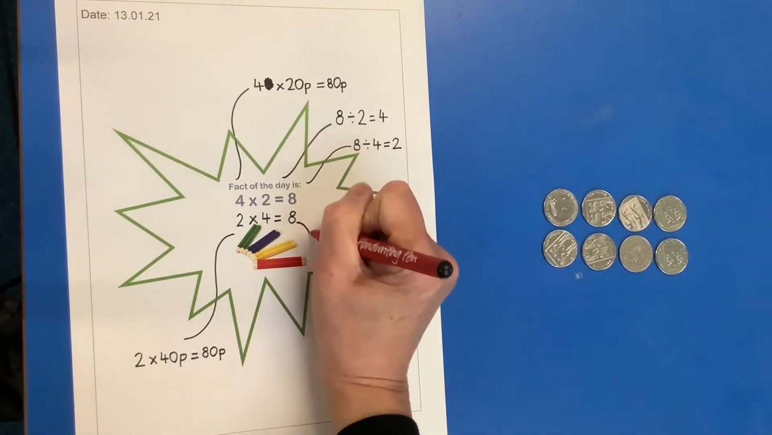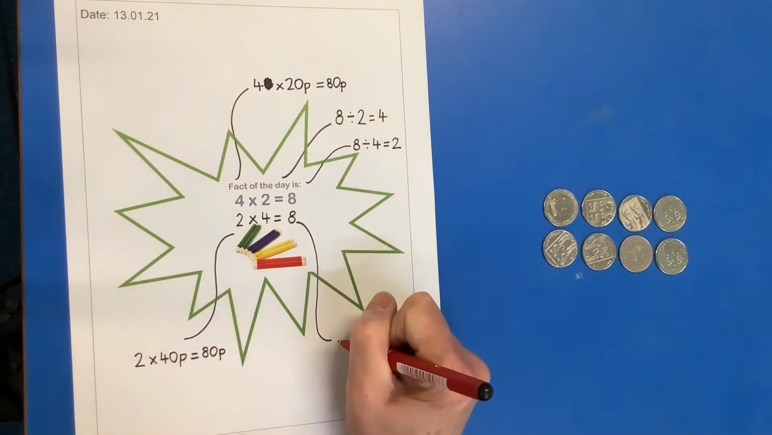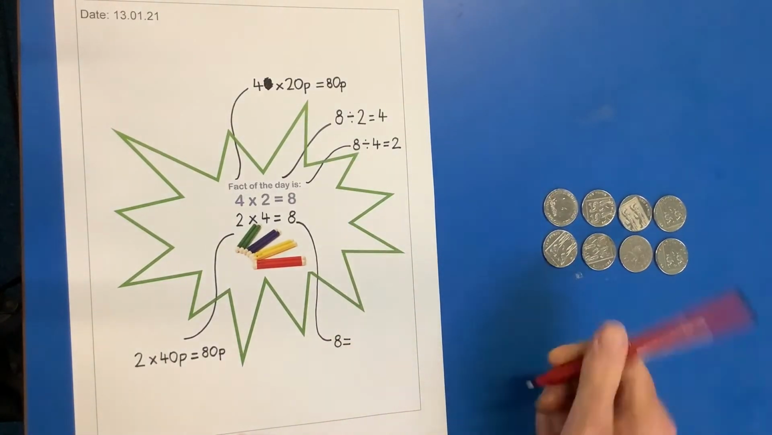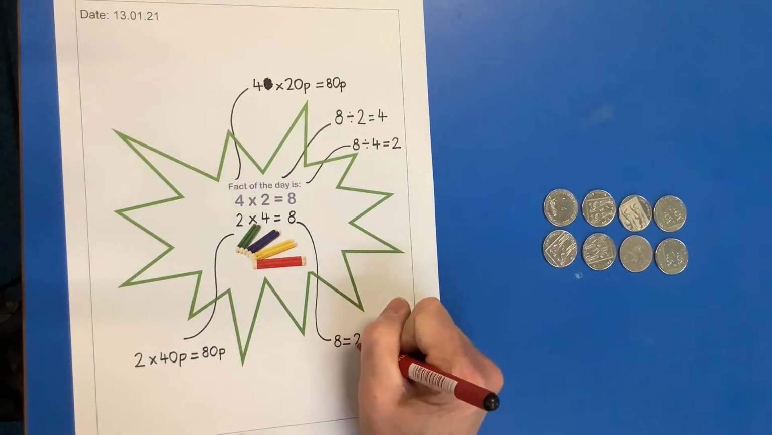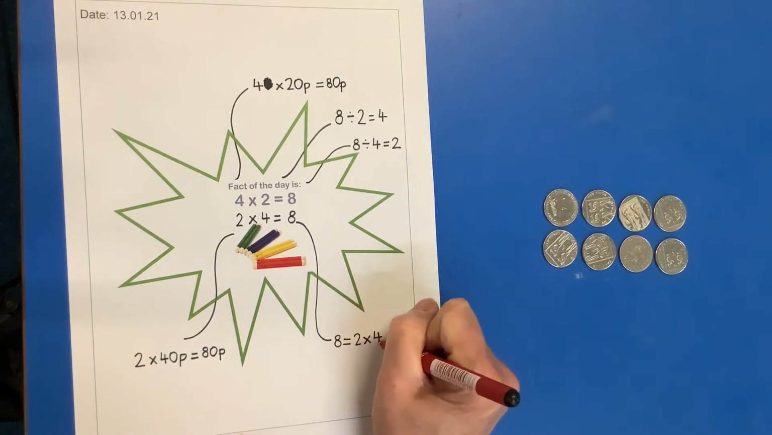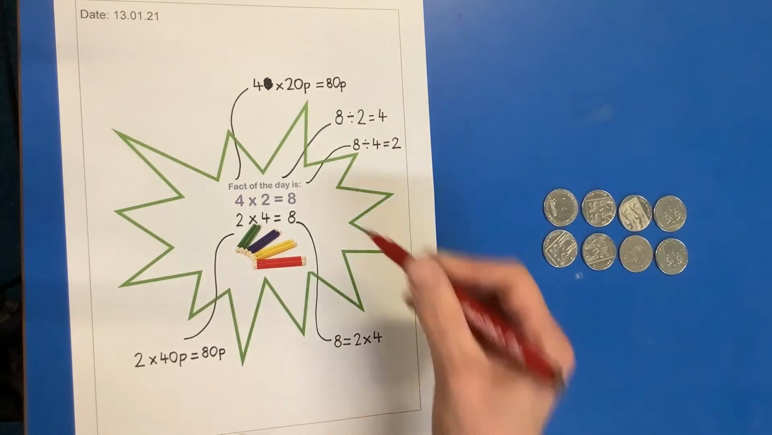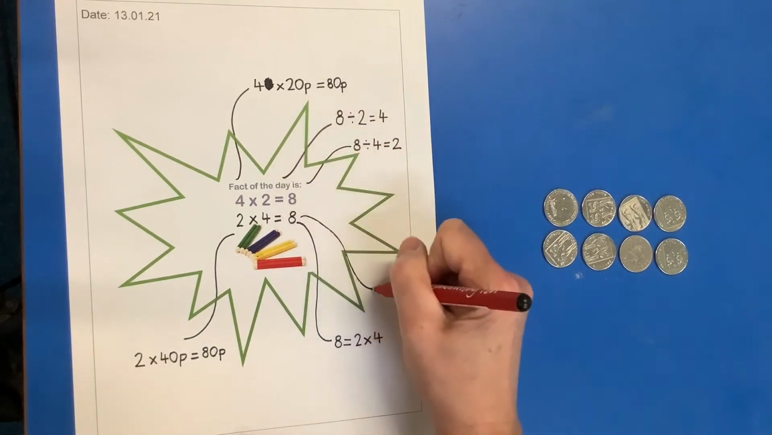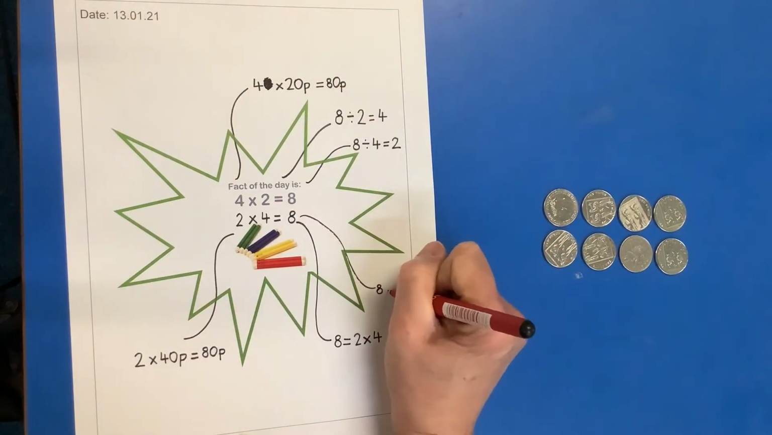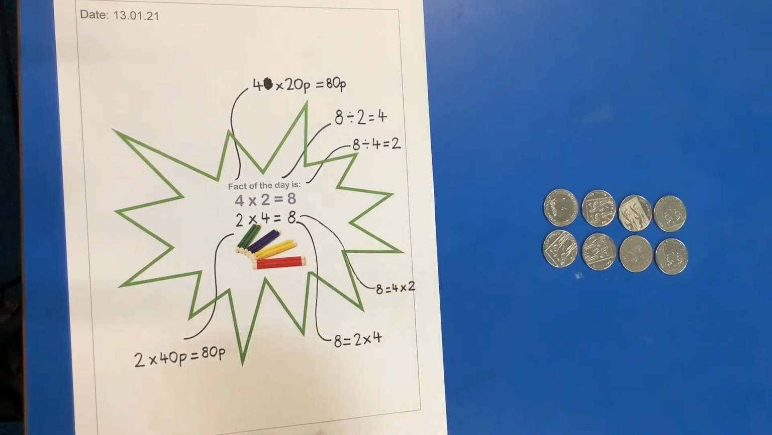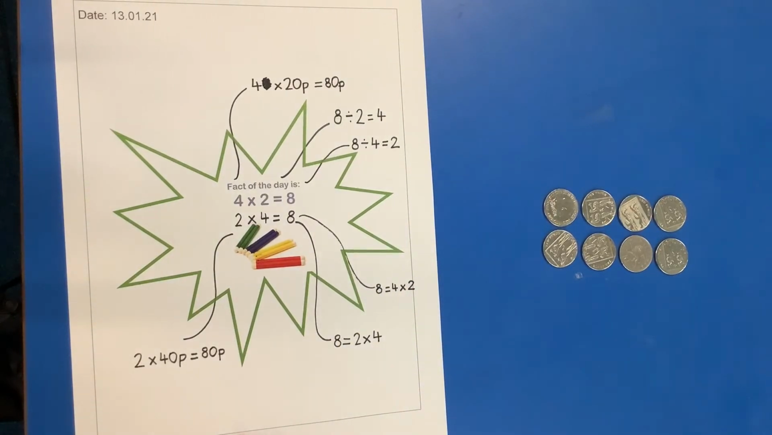I should also add another easy number sentence to start off with what you've got. 8 is the same as 2 times 4. All this equals sign means is the same as. And we can also have 8 equals 4 groups of 2. So we're starting to build up an awful lot of different number sentences to show our fact of the day.